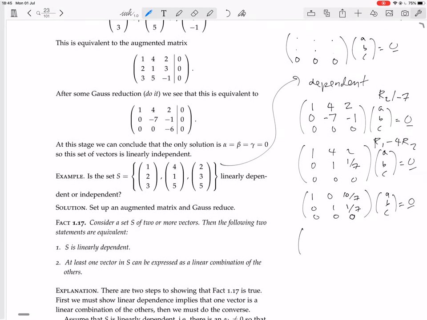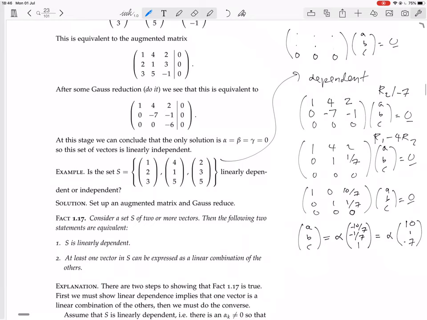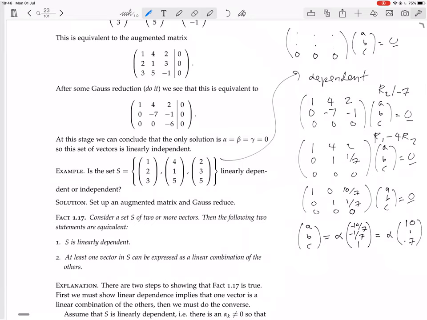It's saying that A, B, C equals, there's a free variable, let's call it alpha, and that free variable is the C, and then here we have minus 1 over 7, and here we have minus 10 over 7. Let's just multiply that whole thing by 7. In fact, let's multiply the whole thing by minus 7. So we're going to have 10, 1, minus 7. In other words, if you choose B to be any alpha, then C is minus seven times that, and A is 10 times that. So let's check and see if that works out.